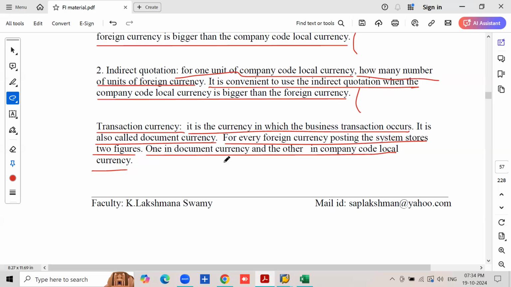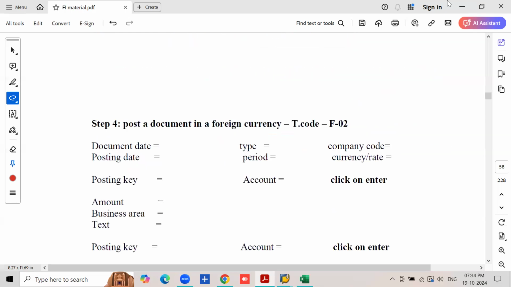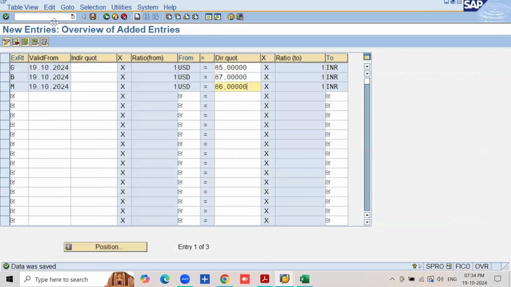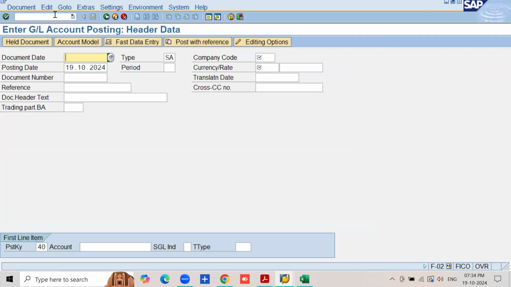So let us post a foreign currency transaction. Let us see how that is converted. Transaction code F-02. Let us assume that you paid rent in US dollars. Document date is 19/10/2024. Type is SCA. Company code SS27. Posting date 19/10/2024. Period 7. October means 7th period. Currency USD, within brackets, transaction currency.